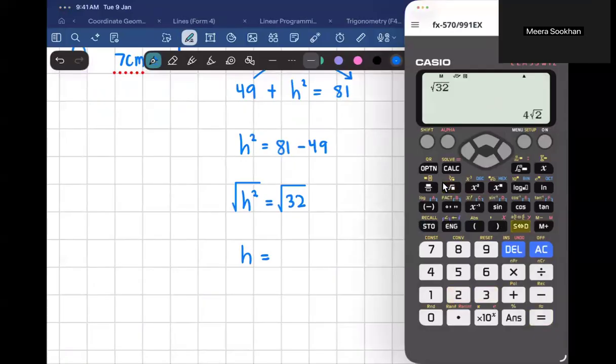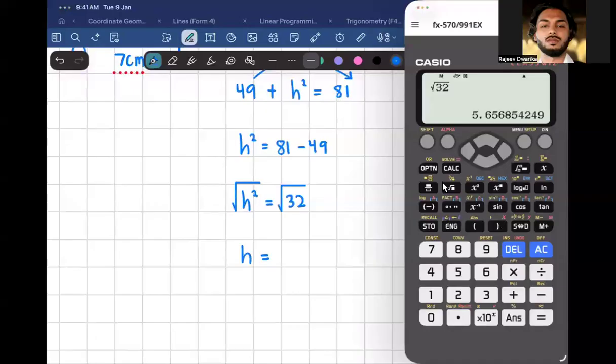Which is equal to 16. Oh, wait, what? Oh, I know what I did. I know what I was thinking. I was thinking what multiplied by what gives you 32. Does that make sense? Wait, I was yawning.